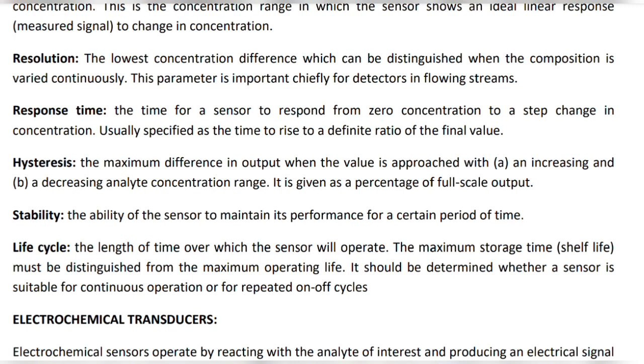of time. So it should be very stable for a period of time. Then the life cycle is the length of time over which a sensor will operate. These are some of the characteristics of a sensor which are used to characterize a particular chemical sensor.